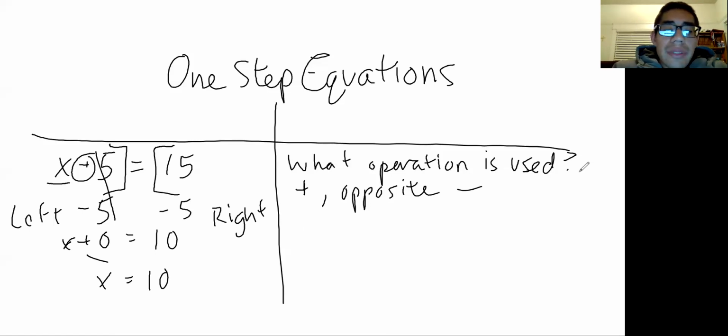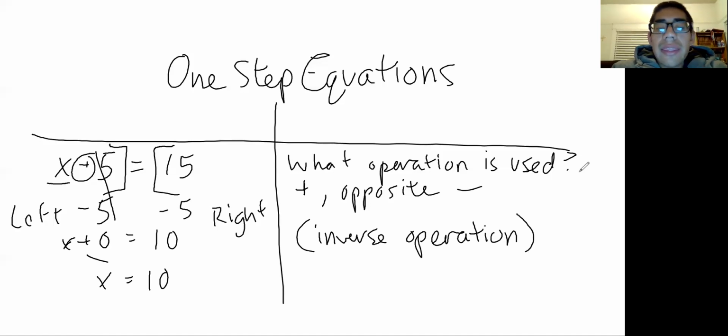So what we did here was called inverse operations. As in, we did the opposite. That's what I meant when I said opposite sign. So if that plus was originally a minus, I would have added 5 to both sides. So whatever it is, you have to think what's the opposite. The opposite of addition is subtraction, and the opposite of multiplication is division.